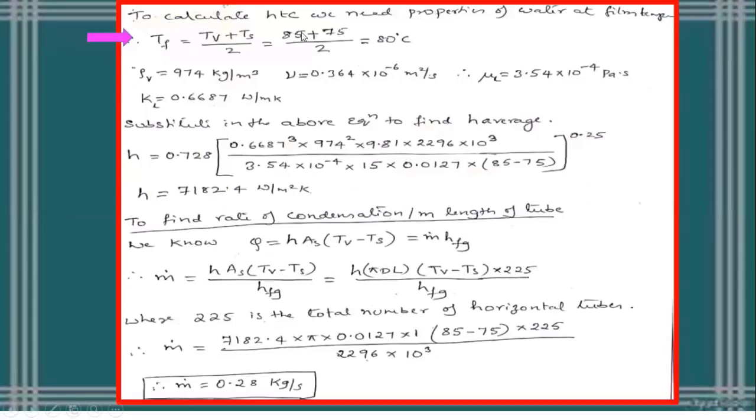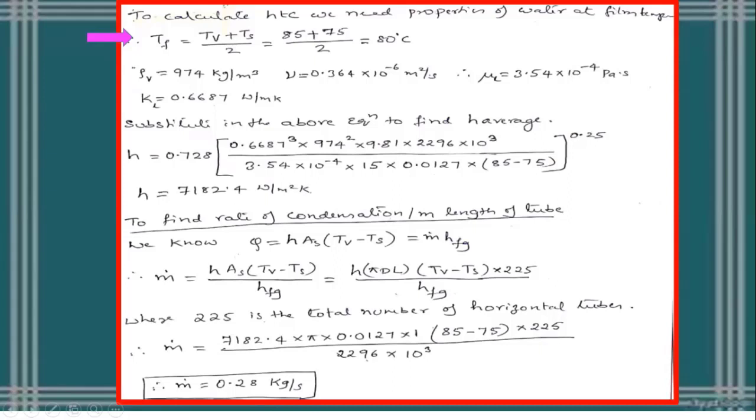Again, to get the properties, you have to go to Tf, that is the mean temperature. Get the mean temperature as 80 degrees centigrade, and at 80 degrees centigrade, obtain these property values. Then after getting these properties, go to the h average expression, substitute n as 15, D as the diameter of the tube, and all the other properties, and get the value of h.